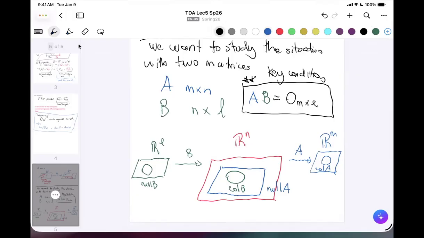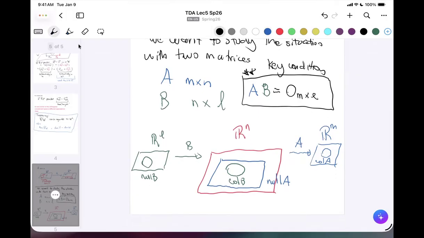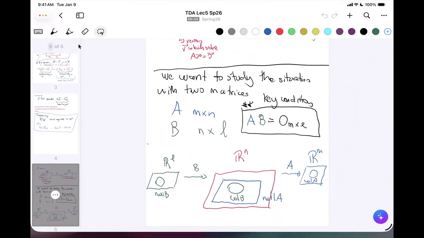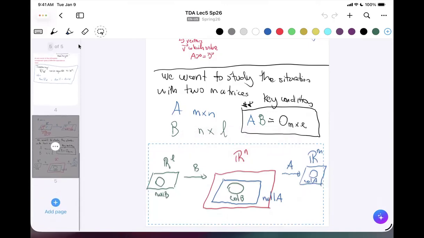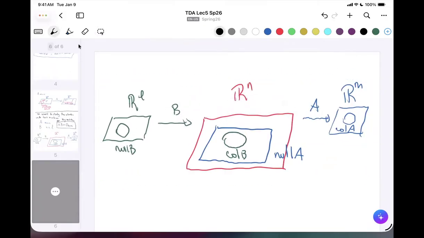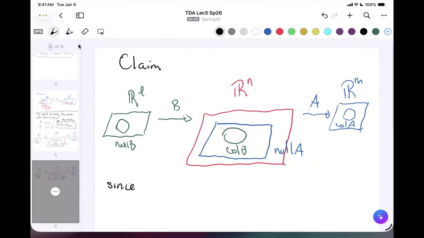So here's my claim. Sorry, I'll just copy paste the picture and put it on the next slide so that we can still look at it. So here's my claim: since A times B equals 0, the column space of B is a subspace of the null space of A.